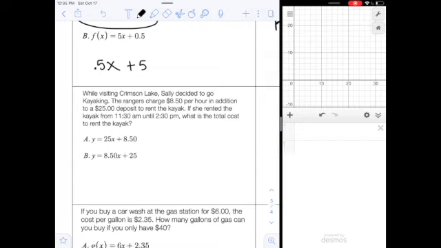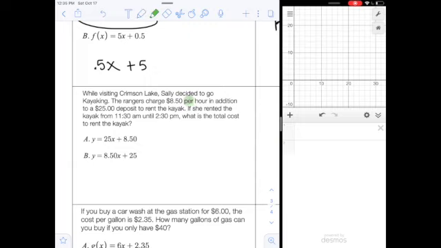All right. While visiting Crimson Lake, Sally decided to go kayaking. The rangers charged $8.50 per hour in addition to a $25 deposit to rent the kayak. If she rented the kayak from 11:30 a.m. to 2:30 p.m., what is the total cost to rent the kayak? So let's think about this.